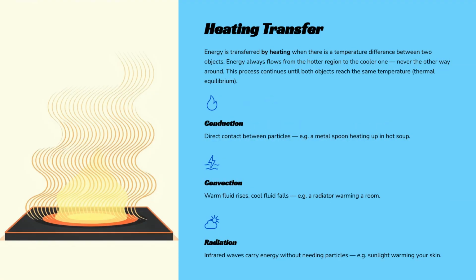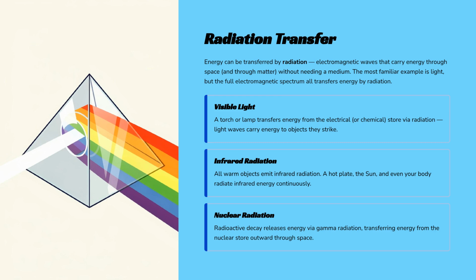Energy is also transferred by heating when there is a temperature difference. The flow always moves from the hotter region to the cooler one, continuing until they reach thermal equilibrium. Heat transfers in 3 ways: conduction through direct particle contact, convection where warmer fluid rises, and radiation, which involves infrared waves traveling even through a vacuum.